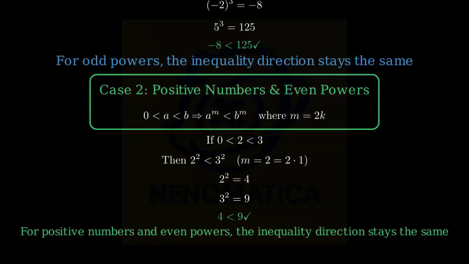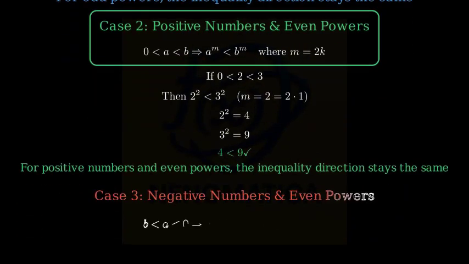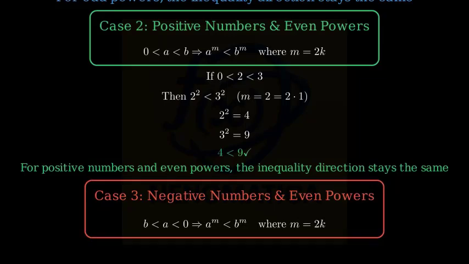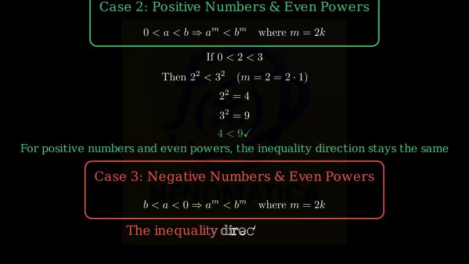Finally, let's examine case 3, raising negative numbers to even powers. The rule states that if b is less than a which is less than 0, then a raised to the power m is less than b raised to the power m, where m equals 2k, meaning m is an even number. Notice that the inequality sign changes direction in this case.